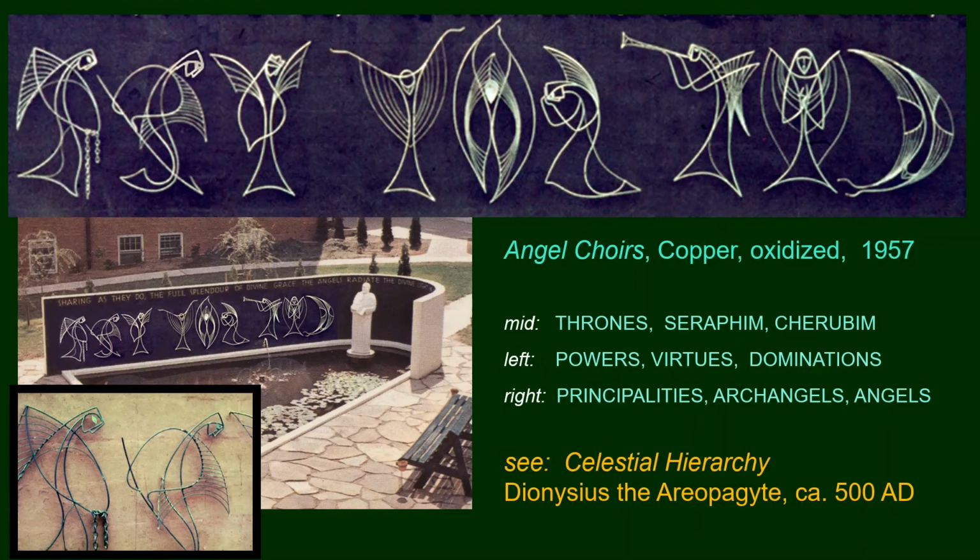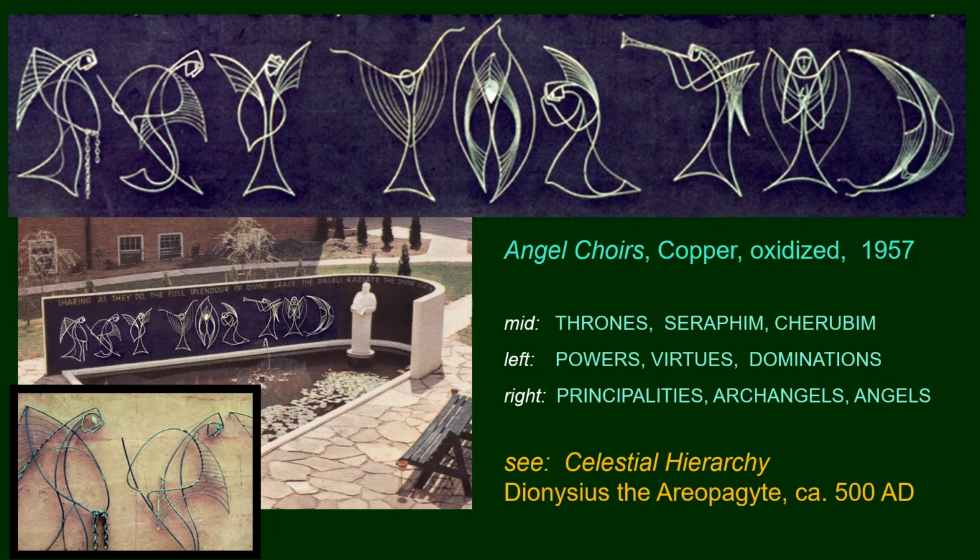But the first important work I created, it still exists, but it's not mounted, was the angel choirs. These figures were made out of copper, and the copper was oxidized so it turned green, and it was mounted on that wall to replace the disastrous effort with fresco. Later, when this wall was dismounted, these figures were preserved, and maybe someday we'll remount them.